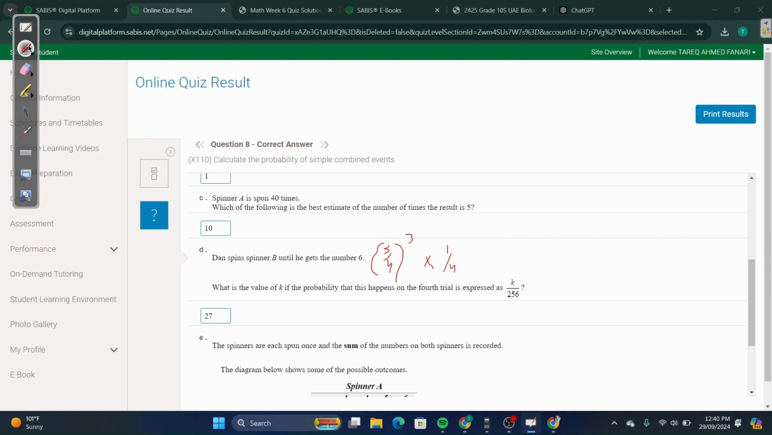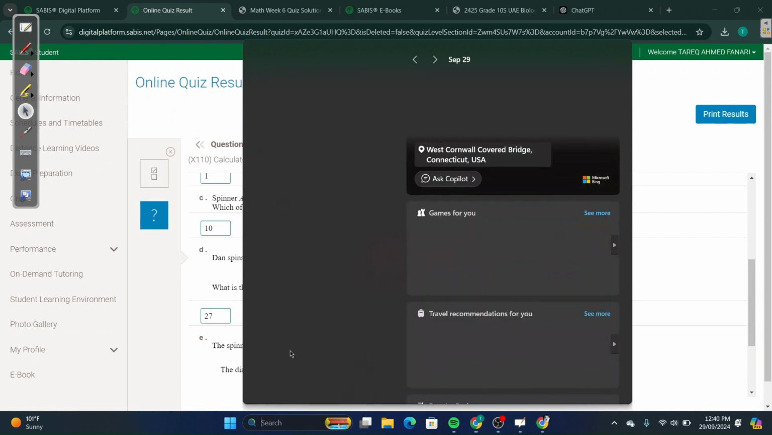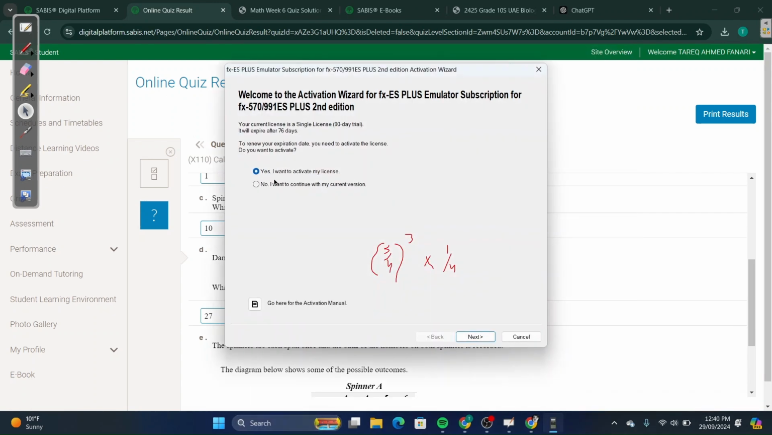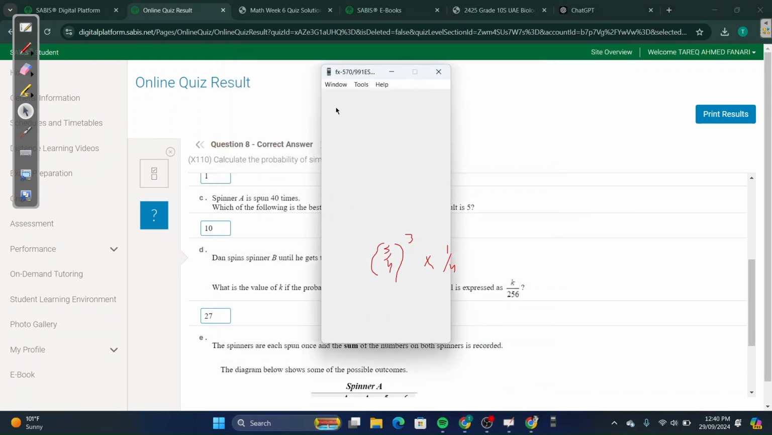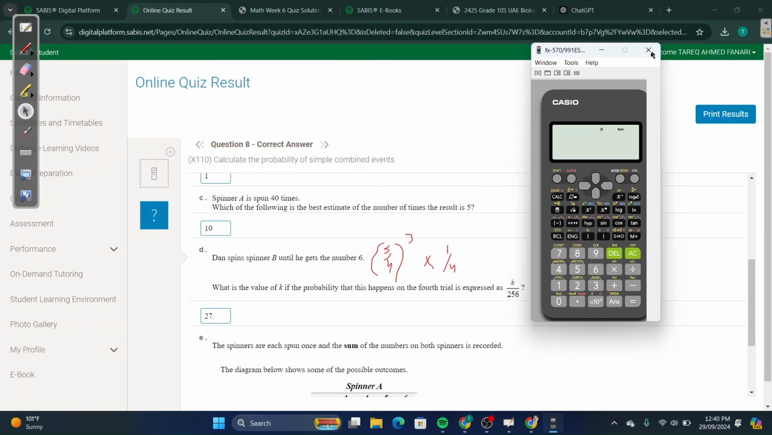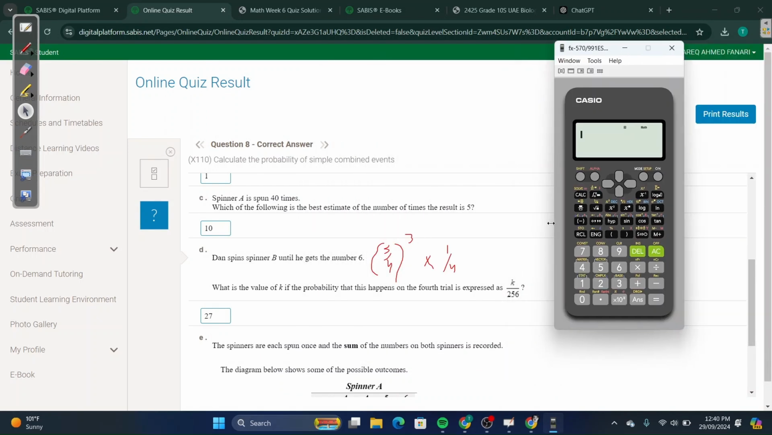Let me click open the task. Okay, I pressed close, my bad. Actually it's a good thing because it had memory in it. So 3 over 4 cubed, I'm sorry if it's slow, times 1 over 4. This would give you 27 over 256, which is your answer.